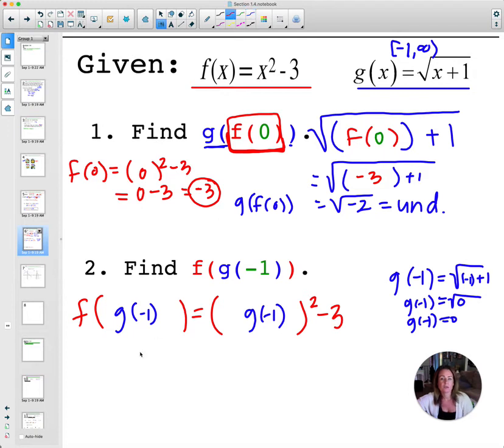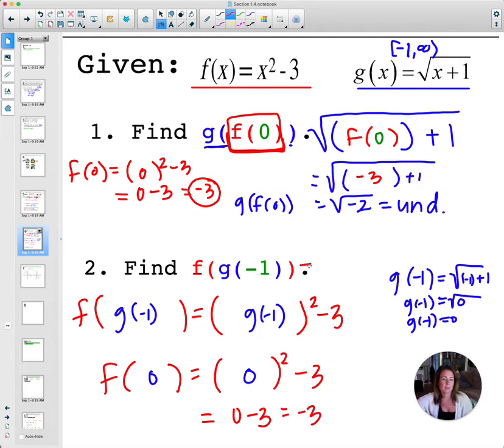So what we're actually doing here is f of 0. Then we've got that squared minus 3. So 0 squared minus 3. 0 squared is 0, minus 3 is negative 3. So this answer right here simplifies to negative 3. So we plug negative 1 into g, take that answer, plug it into f to get our overall answer.